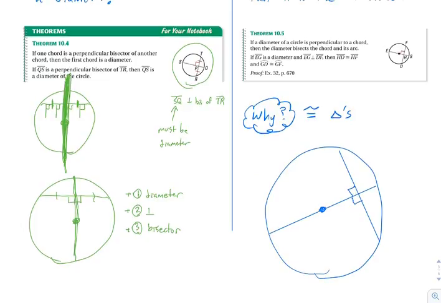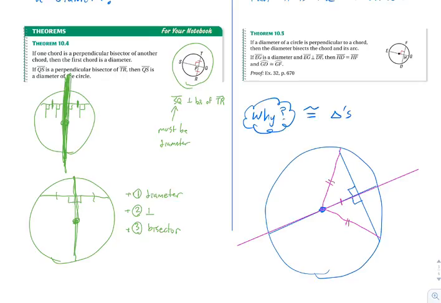So let's say we just had a diameter here that is perpendicular. Okay? So we have this diameter passing through here, and we know it is perpendicular to a chord. Okay, well, let's just draw in some radiuses. Again, these are congruent to each other.